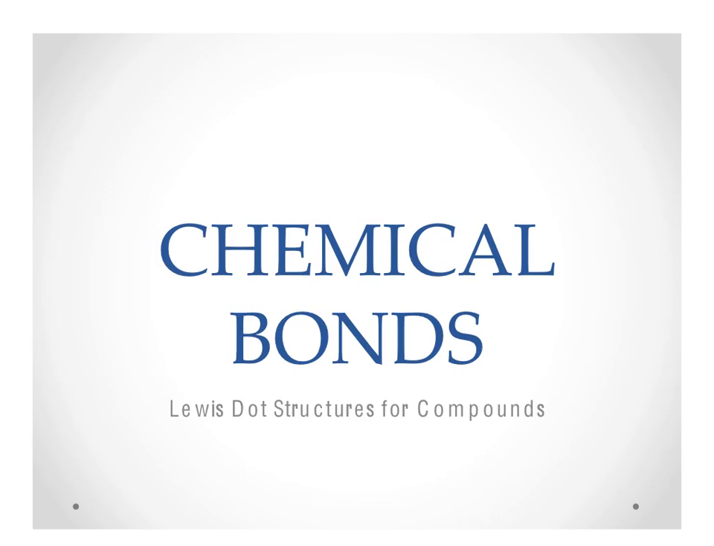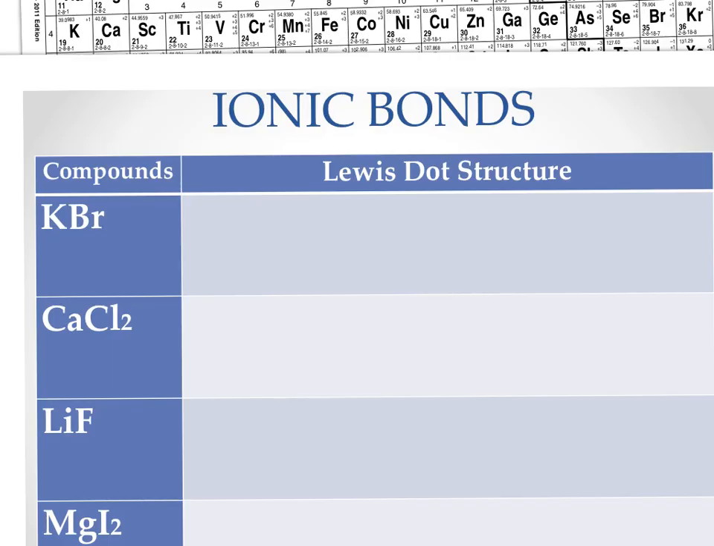Lewis dot structures for compounds. So let's draw Lewis dot structures for some compounds. The first thing we're going to look at is ionic bonds. Remember, ionic bonds are between a metal and a non-metal. So let's take a look at the first example, KBr.